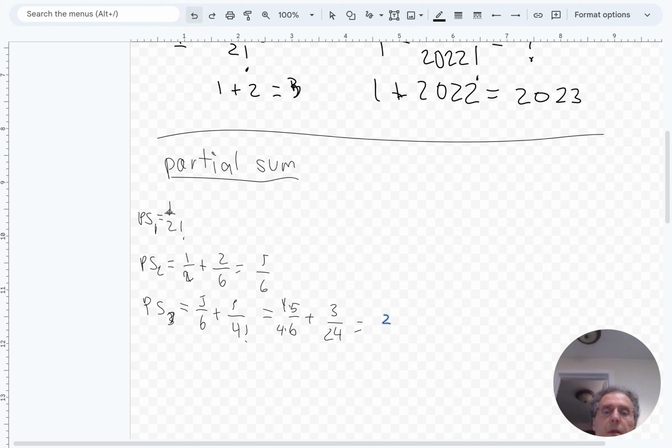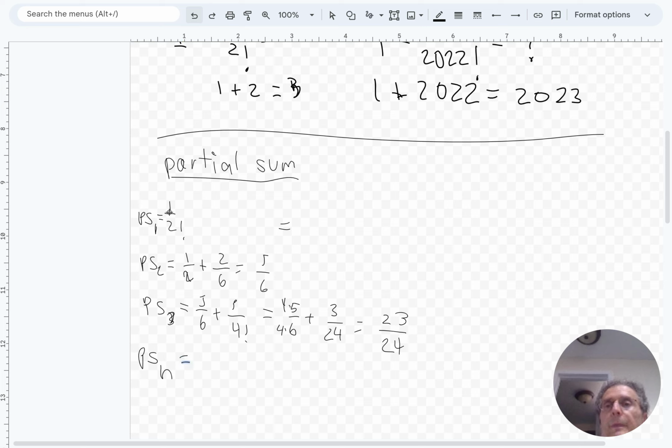Over 24. And here's a disturbing thing, they say, whoa, look at that. It's always 1 minus. So this is equal to the partial sum at PS1. Partial sum 1 is whatever it is, right? So let's say the partial sum, and this is just a guess, at n is equal to n, and it just disappears beautifully.